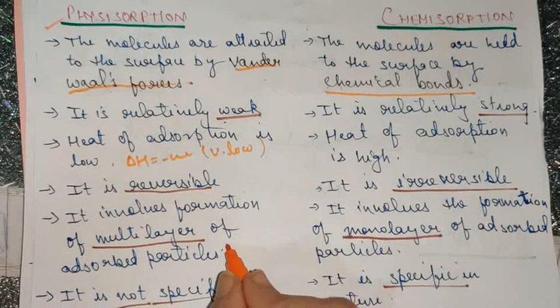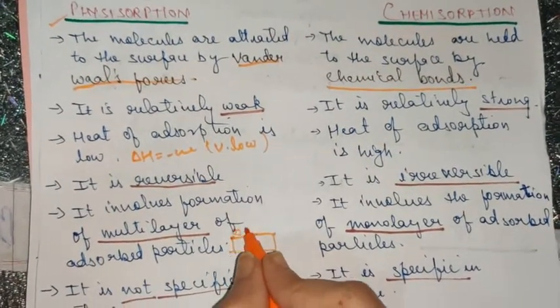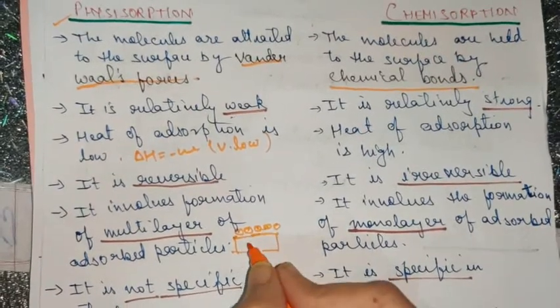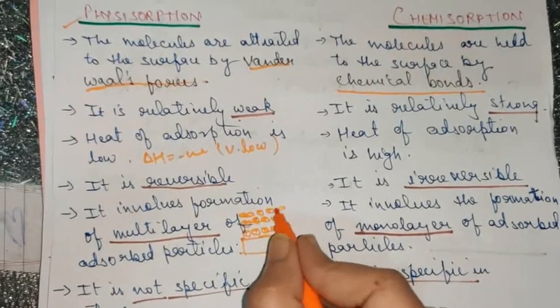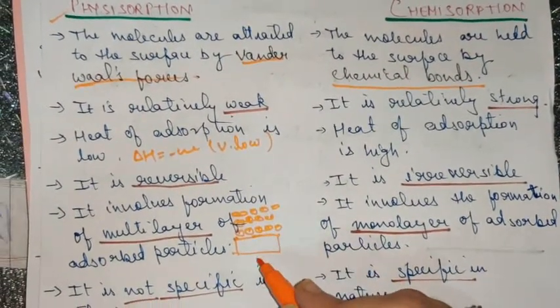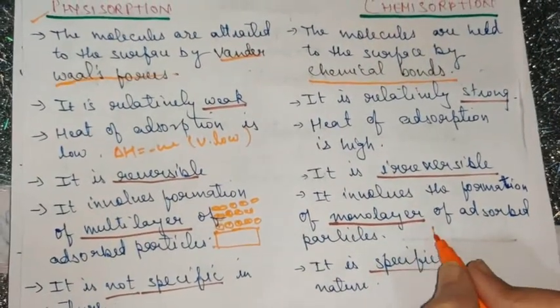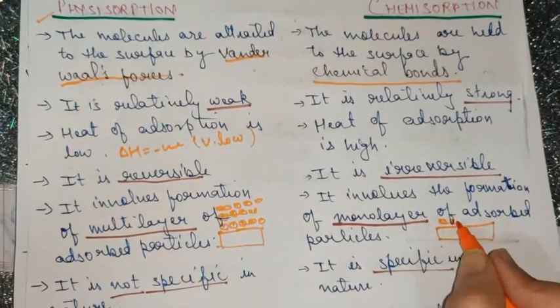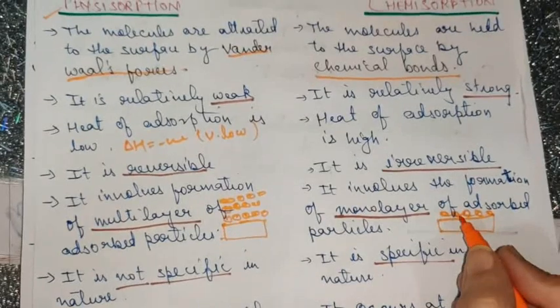That means if adsorption occurs on a surface like this, you will find that one layer is formed, over it another layer can be formed, over it another layer can be formed. Like this, multi-layer formation can occur because these are associated with the help of weak van der Waals forces. Whereas in this case, only one layer, monolayer formation occurs because these are chemical bonding which is specific in nature.